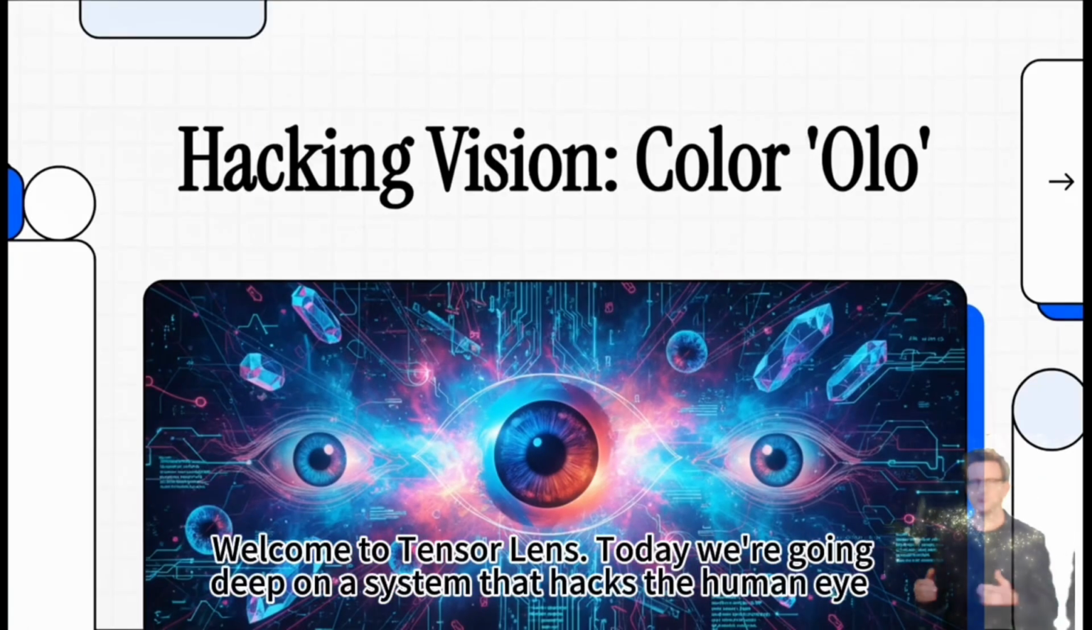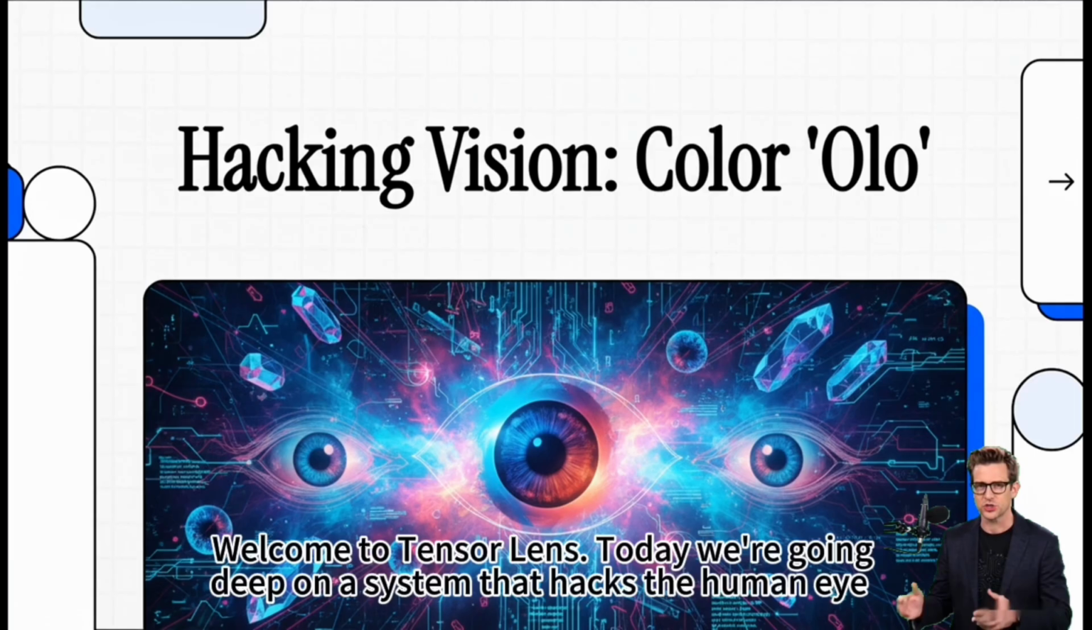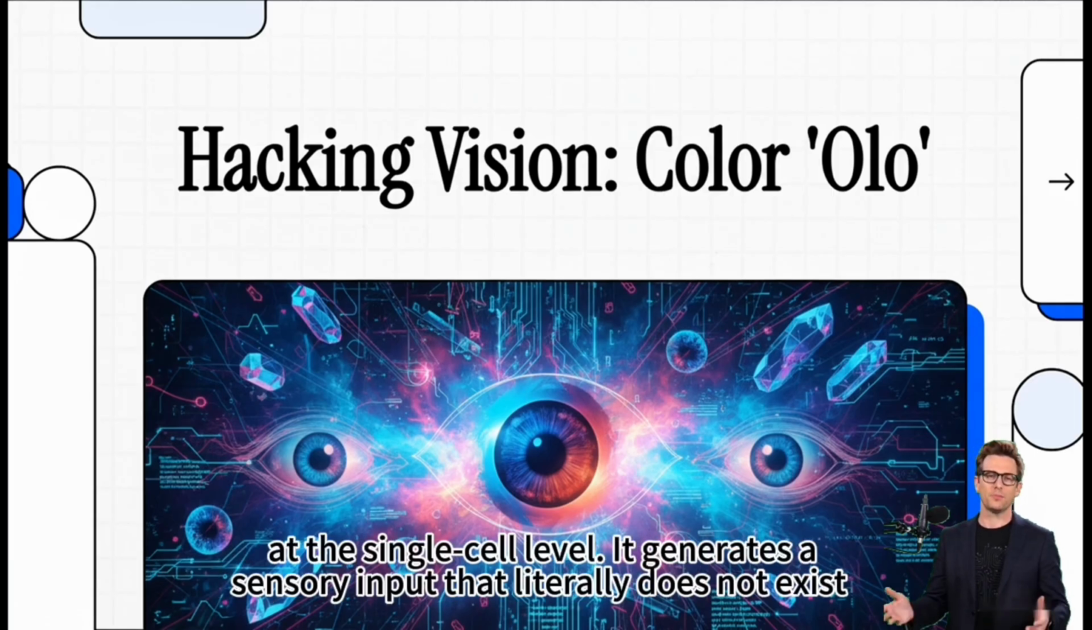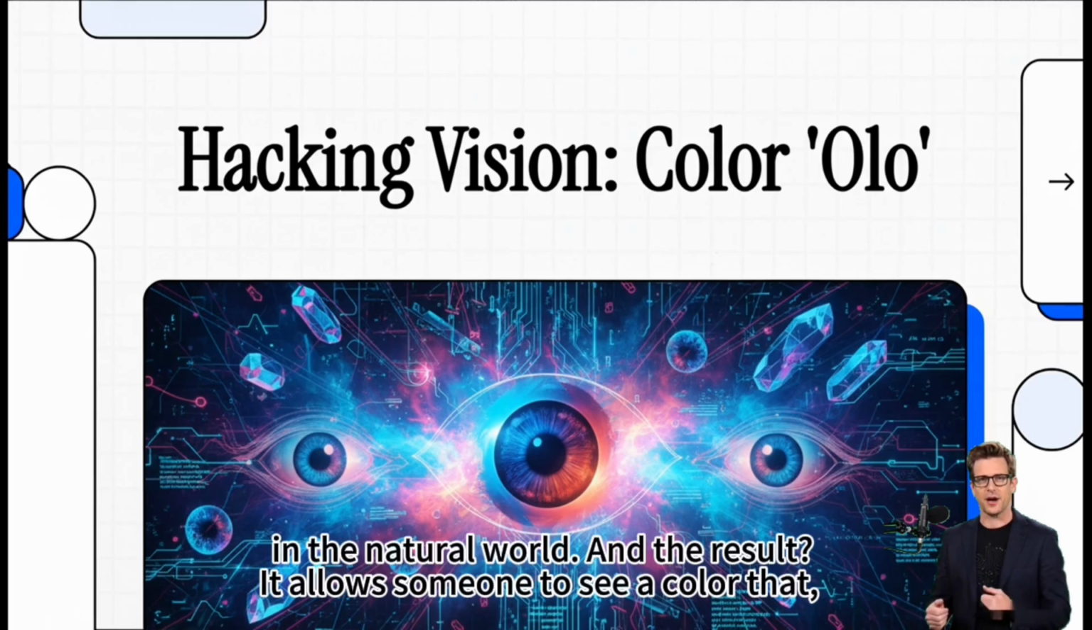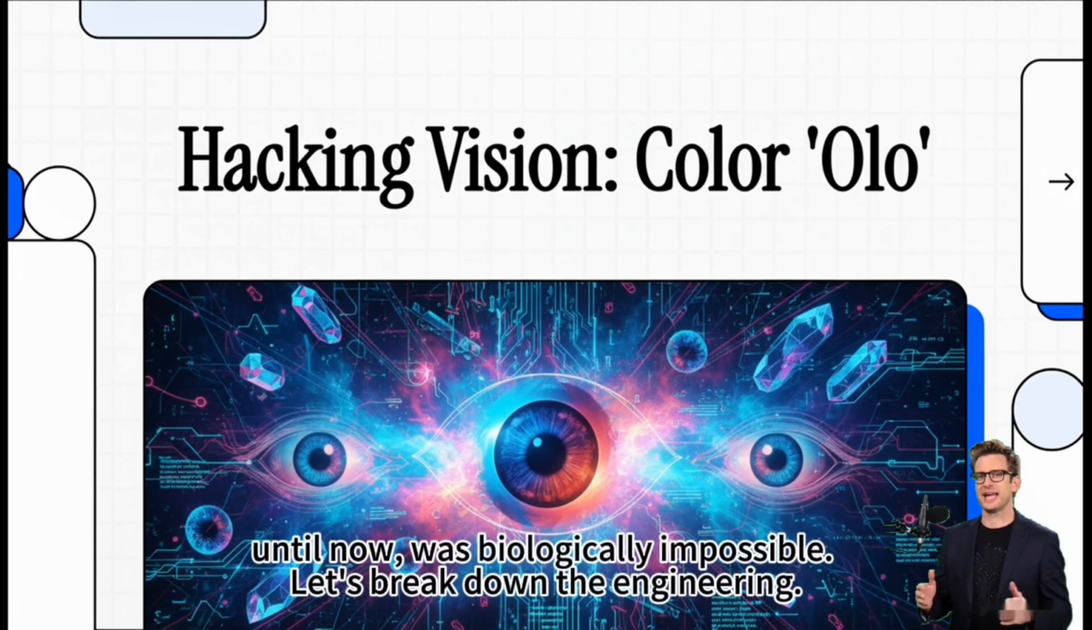Welcome to Tensor Lens. Today we're going deep on a system that hacks the human eye at the single cell level. It generates a sensory input that literally does not exist in the natural world. And the result? It allows someone to see a color that, until now, was biologically impossible. Let's break down the engineering.